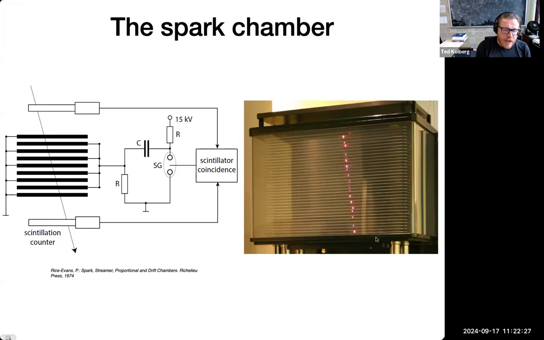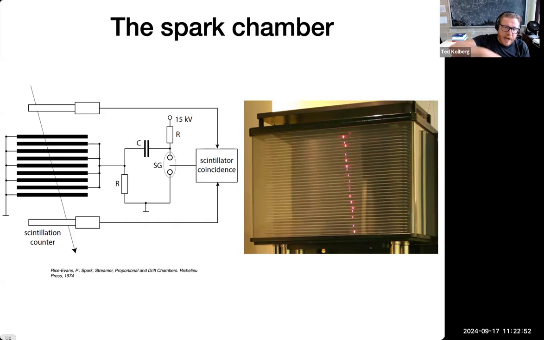And then another one on the bottom, and you build a coincidence circuit such that when those two fire at the same time, indicating that a particle went through, you have a capacitor in the electronics, which is held at a very high voltage, typically 10 to 20 kilovolts. And when you see a scintillator coincidence, you discharge this capacitor onto the plates.